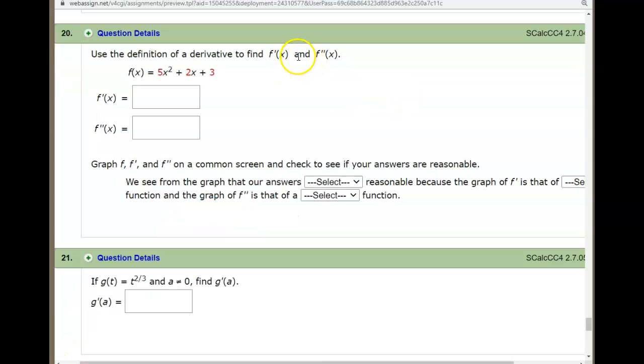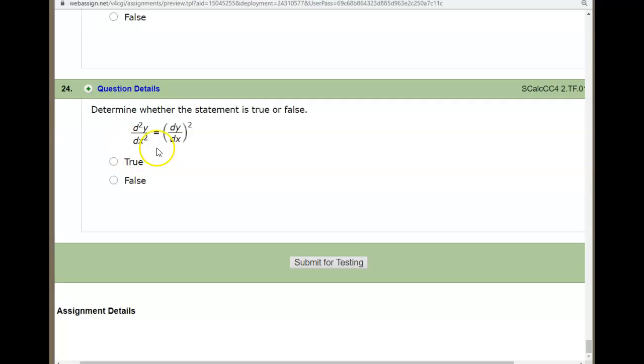So here it says use the limit definition of the derivative to find f prime. Well, that's just f prime of x equals. Once we have that, we're going to use that and take a second derivative. So second derivative means the derivative of the derivative. This is the dy dx form of the derivative, the second derivative. So we put d squared y dx squared. Taking a second derivative is not the same as taking the derivative and squaring it.